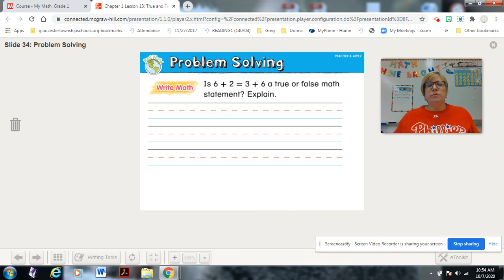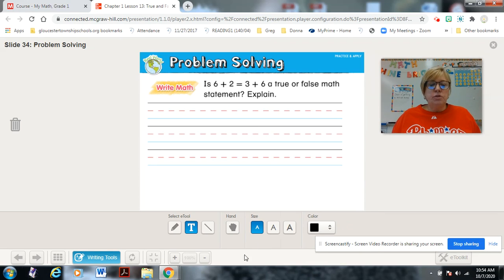Okay, here is our write math. All right, now, is 6 plus 2 equal to 3 plus 6 a true or false math statement? Okay, and then they want us to explain. Well, let me tell you something. Don't look at this and say, oh my gosh, I don't know. I'm going to show you how to work this out. We're going to do this together. All right? Just think about this. Anything that's new always seems difficult until you figure it out and you learn how to work on it. And then, you know what? You're like, I can do that. I know that stuff. So you'll be fine. All right?